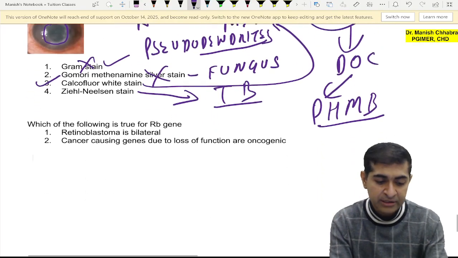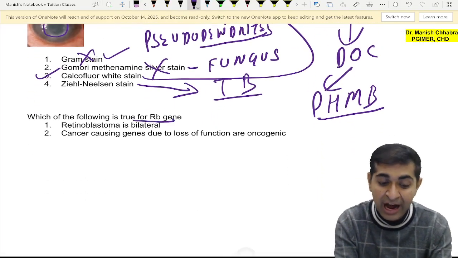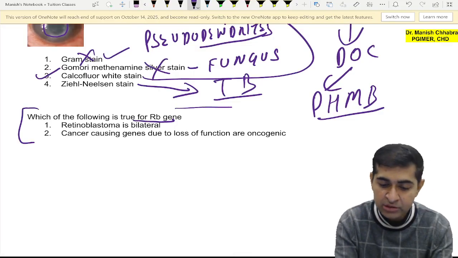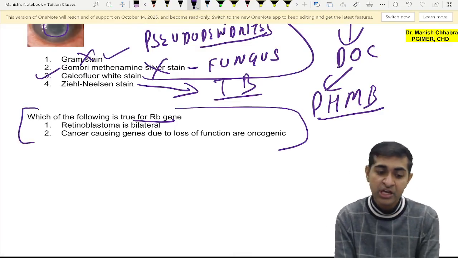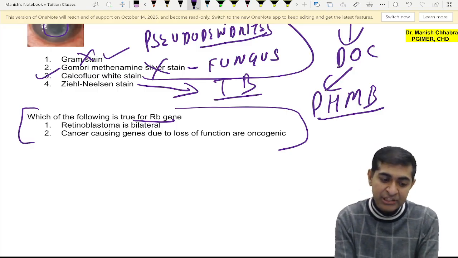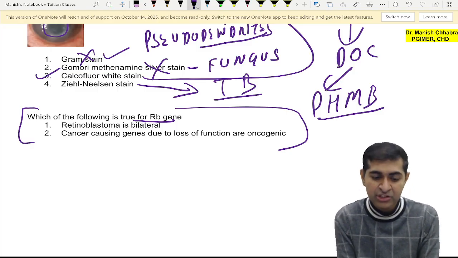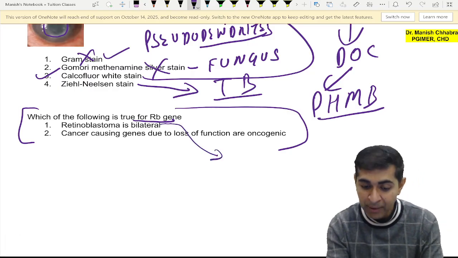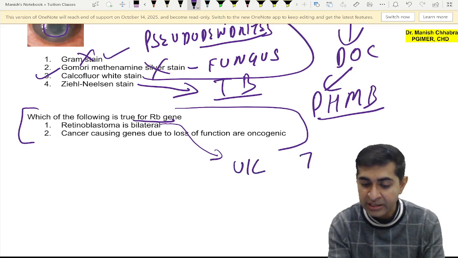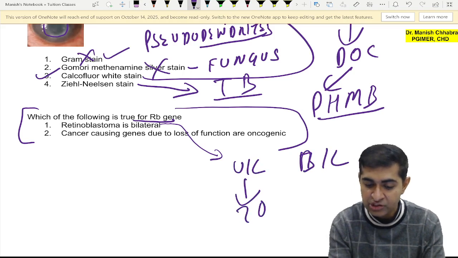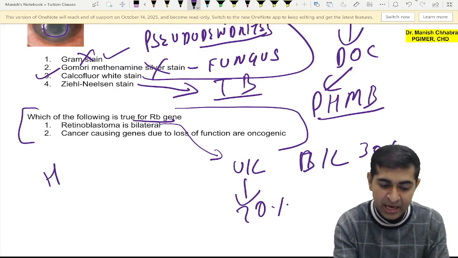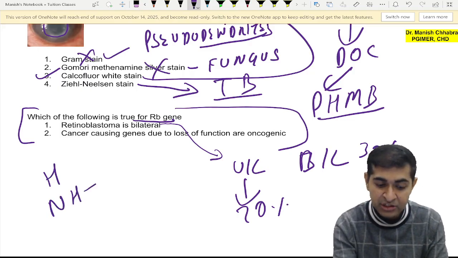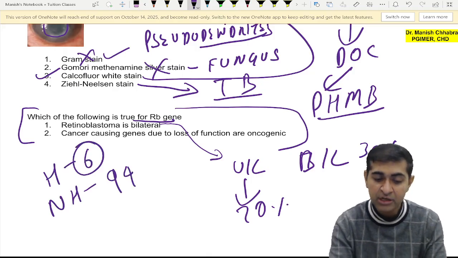Okay, all right. Now which of the following is true for the RB gene? So guys, this is the last question. I could collect 7 questions, so I could not get the complete question. Some students told me that they had been given an option that retinoblastoma is bilateral. Mind you, it can be unilateral and it can be bilateral. Unilateral is 70%, bilateral is 30%. And do you know, it can be hereditary, it can even be non-hereditary. Non-hereditary is your 94%, hereditary is your 6%.